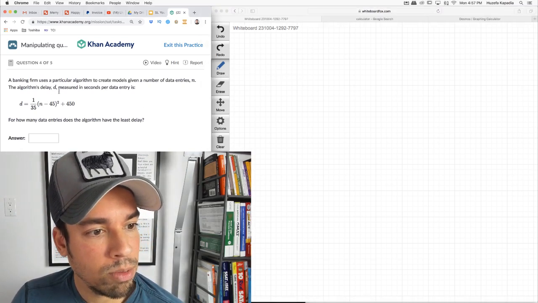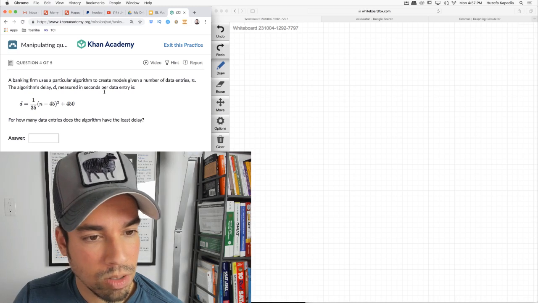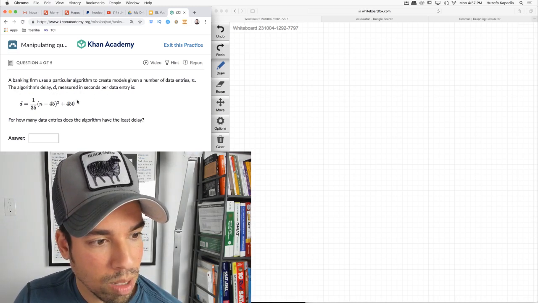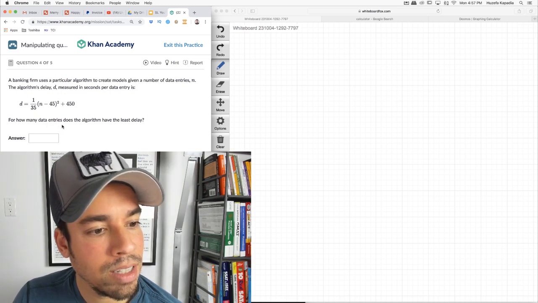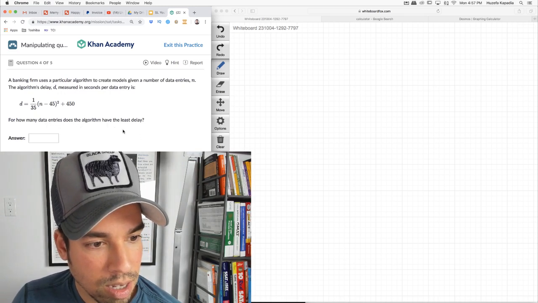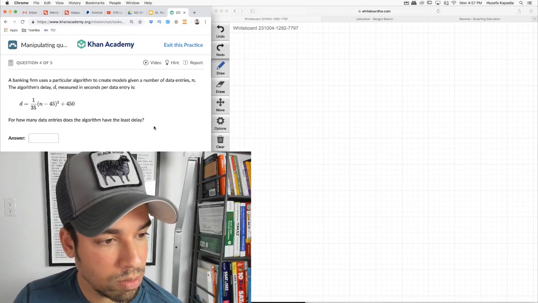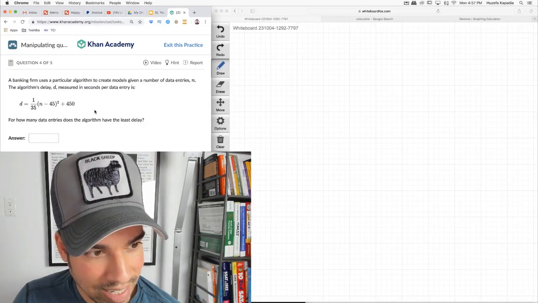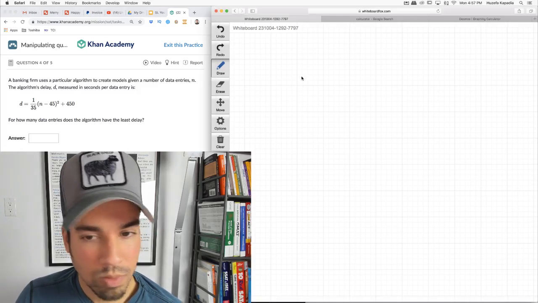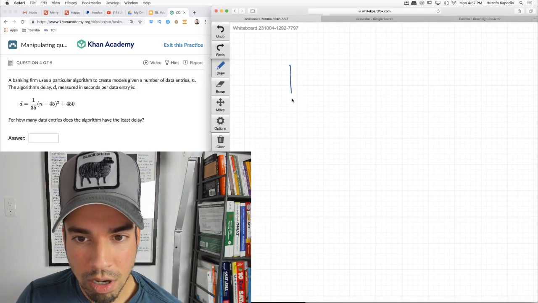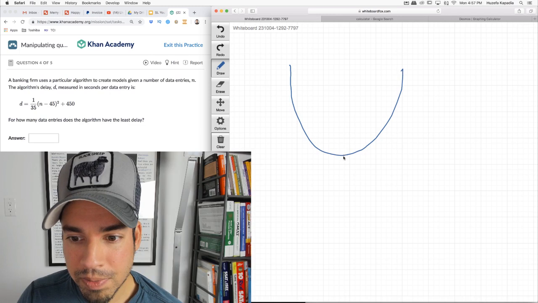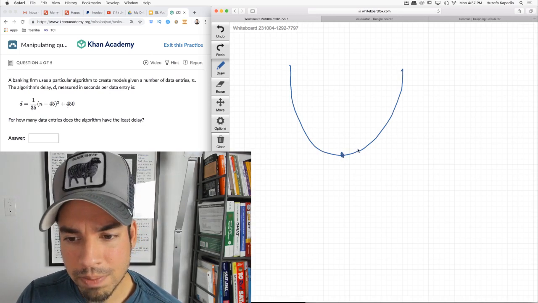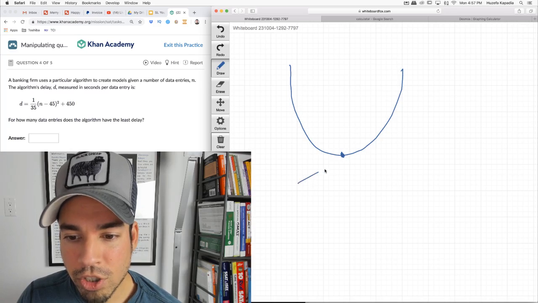Okay, a banking firm uses a particular algorithm to create models given a number of data entries n. The algorithm's delay, d, and so on. For how many data entries does the algorithm have the least delay? So now we're actually solving, so it'll be easier. You have to understand what they're talking about. Again, we're talking about a parabola, and it's going up like this because it's positive right there. And so we're talking about just finding the vertex.